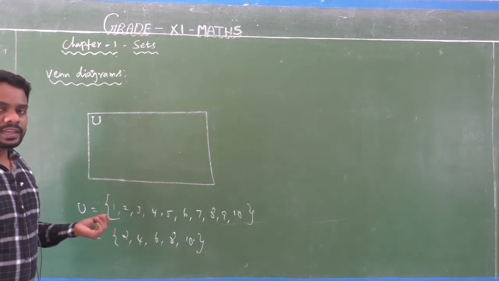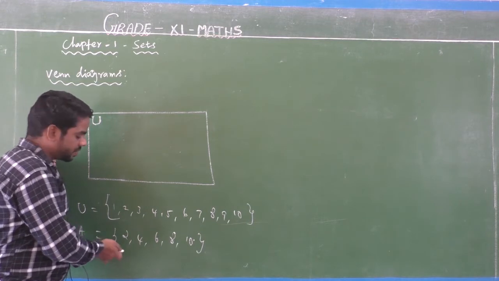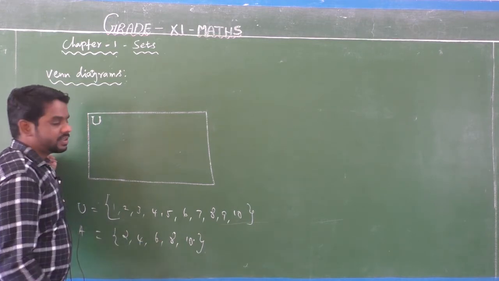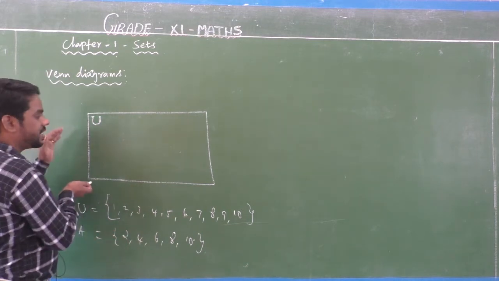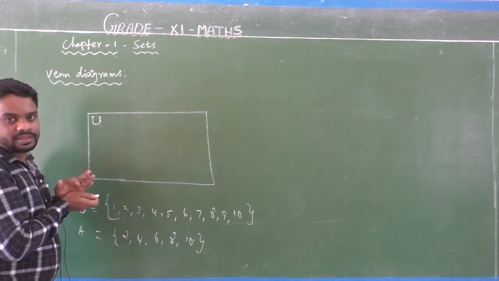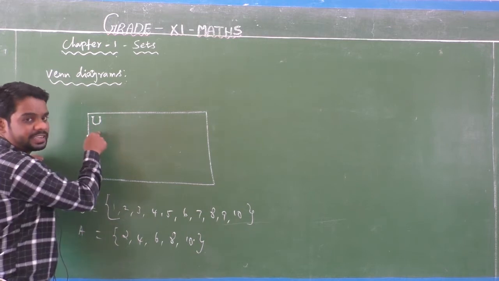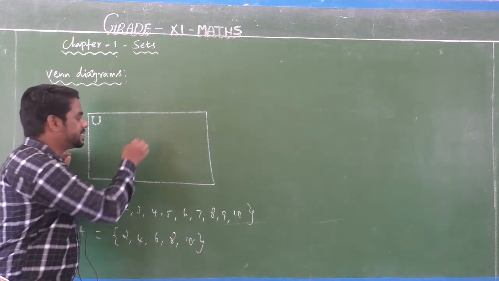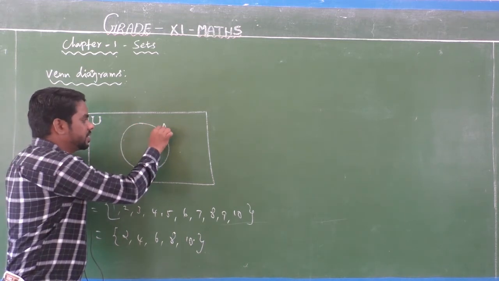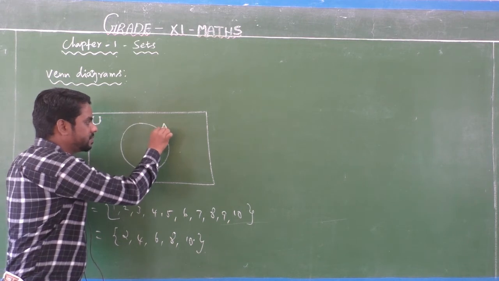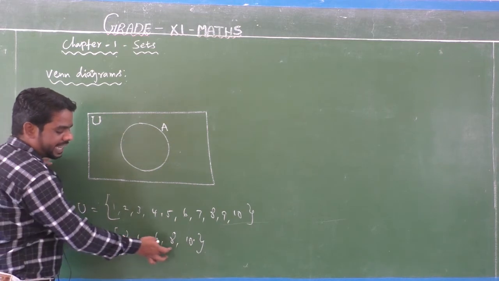Okay, listen. Here is the Venn diagram. Denote the given set A, which is 2, 4, 6, 8, 10. A is a subset of the universal set. So the universal set is always represented as a rectangle. Subsets are all contained in the universal set, so subsets are represented as circles. So the circle is the set A. Okay? You know the set A has elements 2, 4, 6, 8, 10.